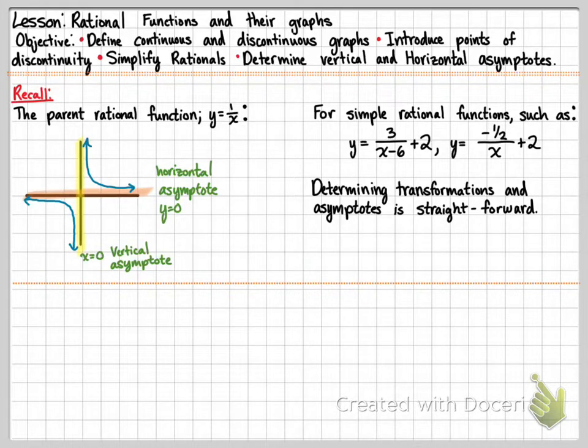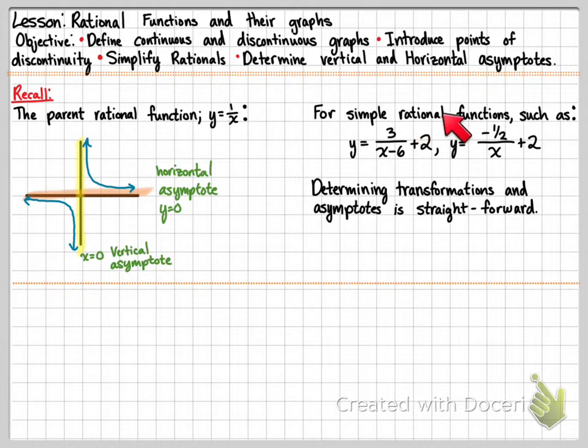All right, for this lesson, we're talking about rational functions and their graphs. Before we get started, let's recall what we learned last section. In the last lesson, we talked about the parent rational function, which is y equals 1 over x. We have a horizontal asymptote at y equals 0 and a vertical asymptote at x equals 0. Remember, this is your x equals 0 line on the y-axis, and this is your y equals 0 line on the x-axis. So this is the parent function.